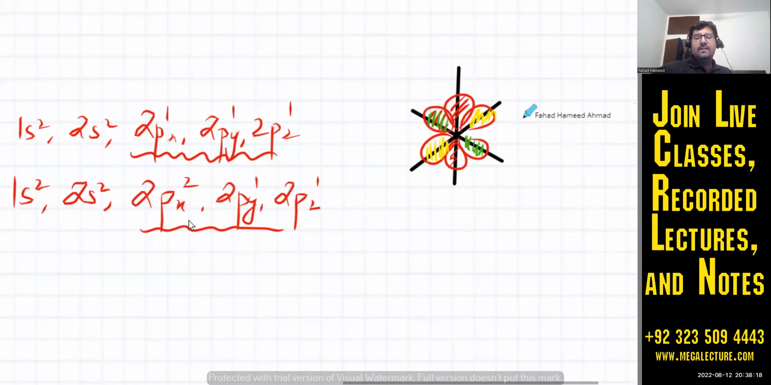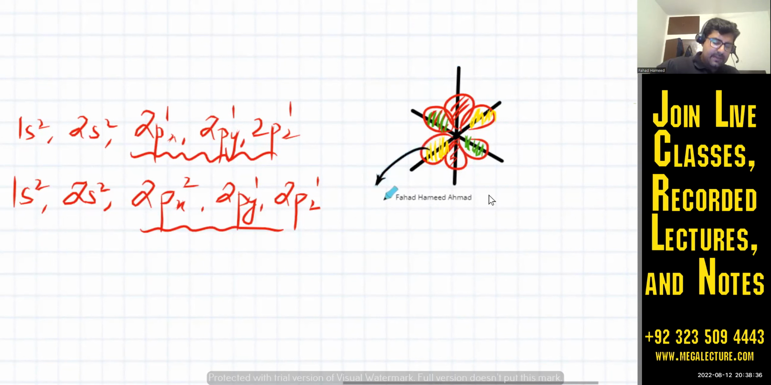But now you've got 2px2, which means that one of these orbitals doesn't have a single electron. One of them has 2 electrons. So I'm just going to write, one of the orbitals is going to have 2 electrons. So now imagine if there are 2 electrons occupying the same orbital, although the maximum number of electrons allowed in an orbital is 2. The 2 electrons will be repelling each other.